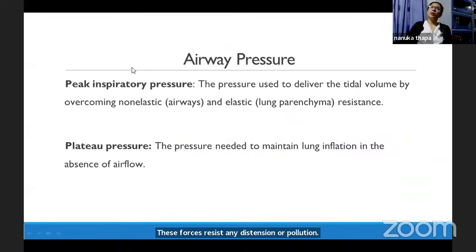Now, the other terminology that we need to know about is the airway pressures. We'll be discussing three different pressures. The first one is the peak inspiratory pressure, also referred to as PIP. This is the pressure used to deliver the tidal volume by overcoming the non-elastic resistance offered by the airway, the trachea and the bronchioles, and the elastic forces, which is the lung parenchyma. The second pressure is the pressure needed to maintain the lung inflation in the absence of airflow. This is also known as the plateau pressure.